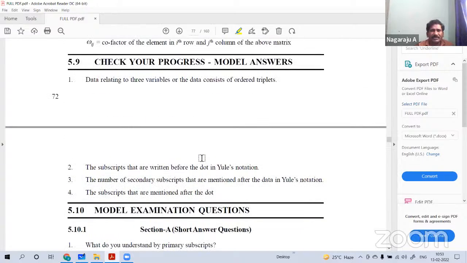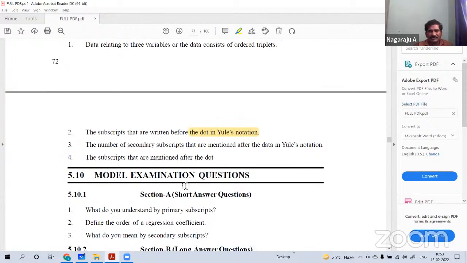In this chapter, we conclude the relationship between the variables of the data, ordered triplets. It's a three-variable data, and how it can be checked. And what is a dot in the Yule's notations we have observed. Next, after the number of secondary subscripts in the Yule's notations, how we can identify the W values, and subscripts for the two variables.